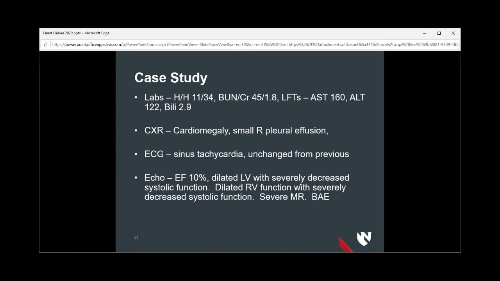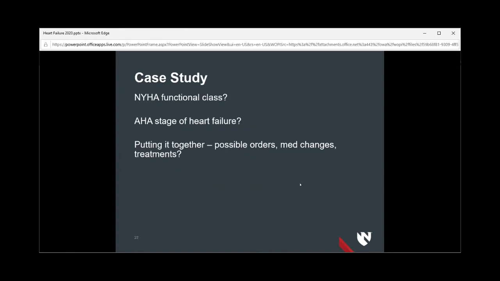He has biatrial enlargement. So NYHA functional class, he is a class 3 because he is symptomatic with any activity but not at rest. AHA stage is a C or D. So like I talked before, this is a patient who's going to be diuresed to see if his function gets better. He's also someone that we're probably going to be looking at for advanced heart failure therapies.